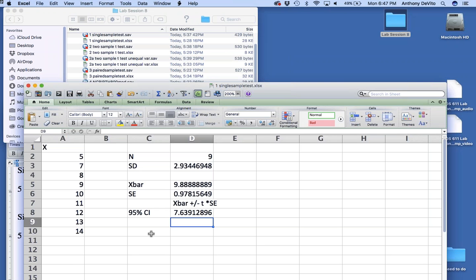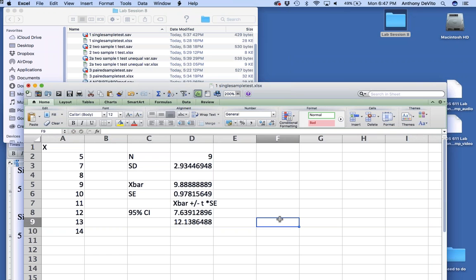Why is it wider? Because we're using t instead of z, that 1.96. We've increased our level of uncertainty. And that t-score, the bigger the sample size is, the closer and closer it gets to 1.96. So the less uncertainty I have about the variability. So what's the value on the other end? It's equal to x bar plus 2.3 times the standard error. Okay, so our 95% confidence interval for the true mean of population A is between 7.6 and 12.